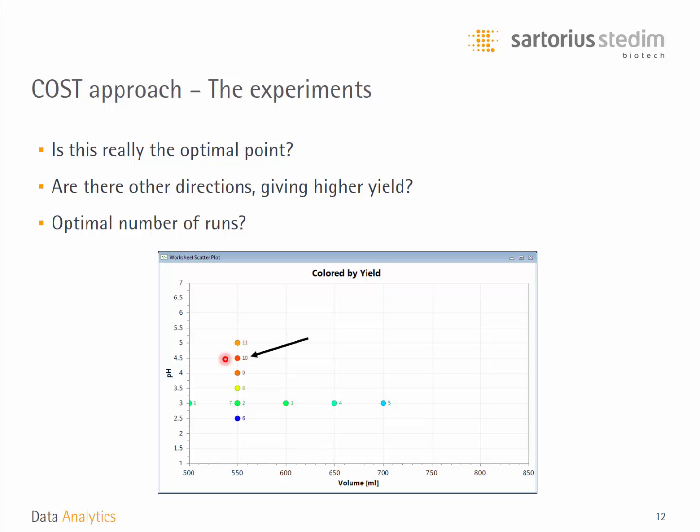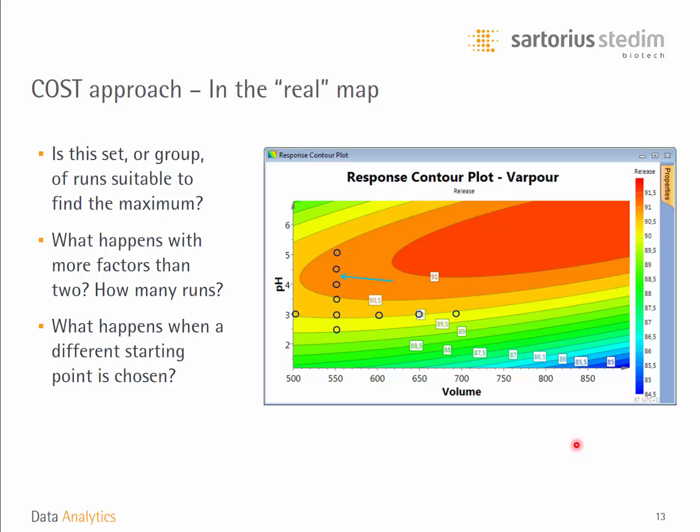The problem here is that we are not really sure whether the experimental point number 10 is truly the best one. The risk is that we perceive that we have reached an optimum without that necessarily being the case. And another thing we would like to question is also how many experiments we have used. Have we used the optimal number of runs or experiments? Zooming out and picturing what we have done in the real map, we can see that we have only been exploiting a very, very small part of the entire experimental volume.